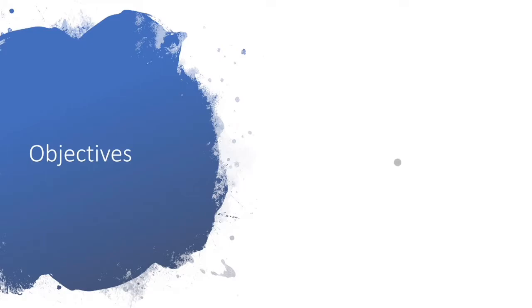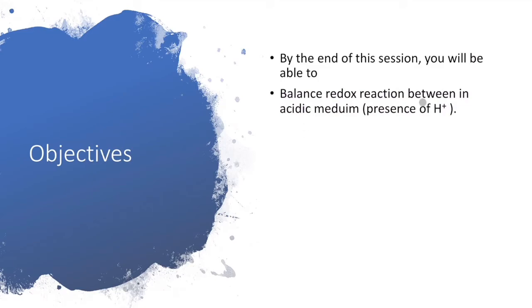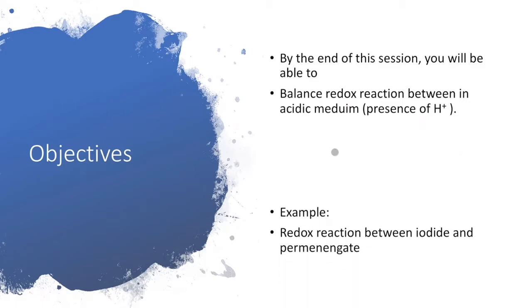So the main objective of this video is that by the end of the session, you will be able to balance redox reactions in acidic medium. When we say acidic medium, we mean in the presence of hydrogen ions. The example that we will talk about in this session involves iodide, I-, and permanganate, MnO4-. These are the two species we are concerned with inside this lecture.